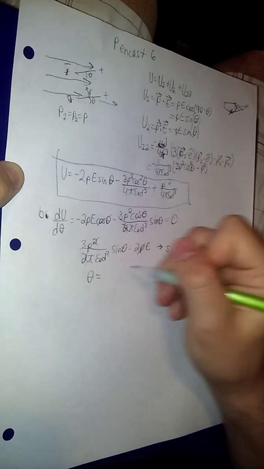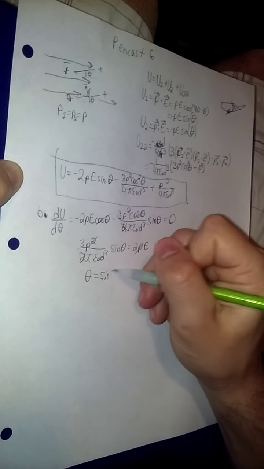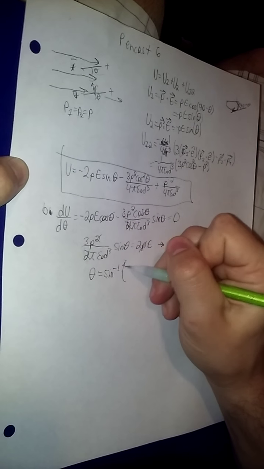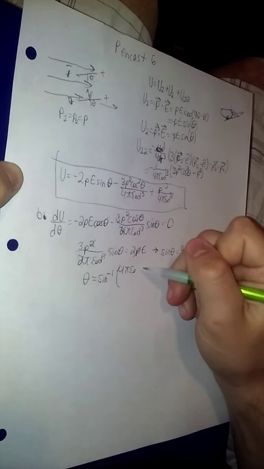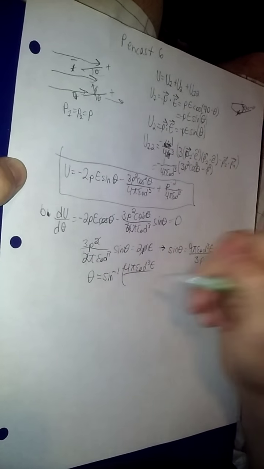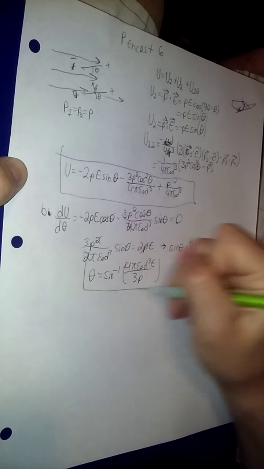And then we'll find that this is minimized when theta is equal to the inverse sine of 4 pi epsilon naught d cubed E over 3p.